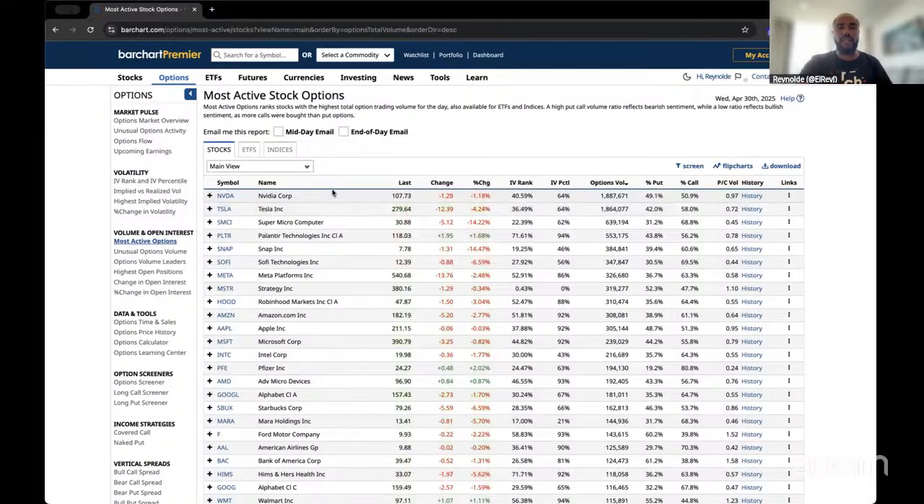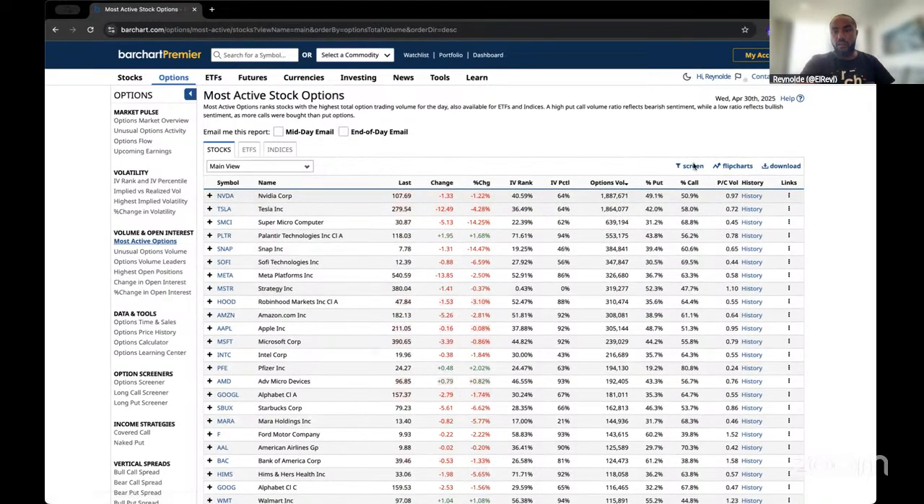When you're taking a look at this, you'll see it's in options volume. This isn't in volume of shares traded. This is in option contracts traded. So you can see that the most option contracts are being traded in these particular names.